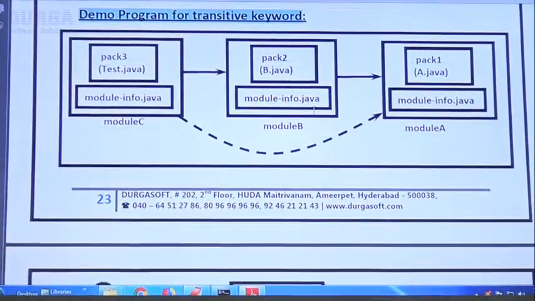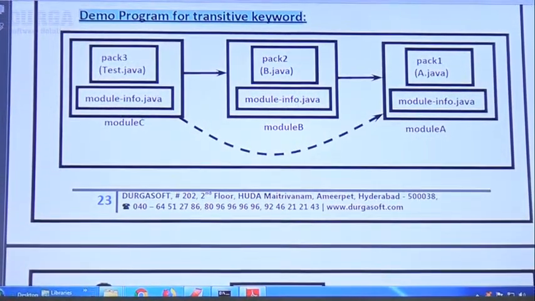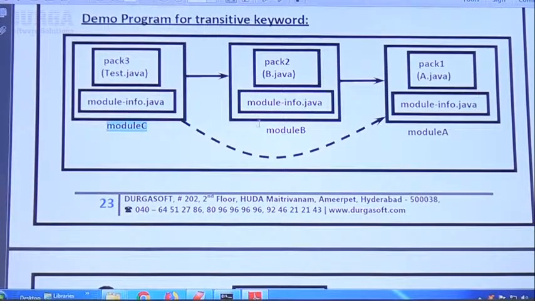Sir, here how many modules are available? Can you please cross check? This is module C, this is module B, and then module A. Sir, please keep this diagram in your mind because it is very important. The same thing I want to implement here: module C, module B, and module A. Module C requires module B, module B requires module A. Assume that.